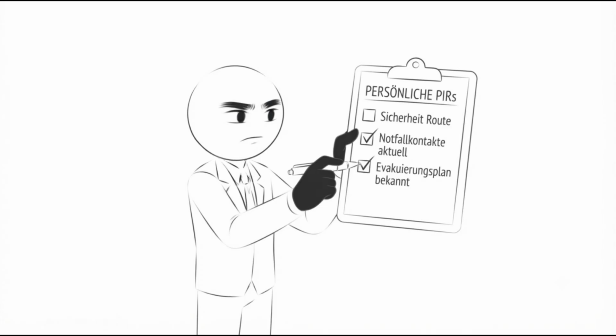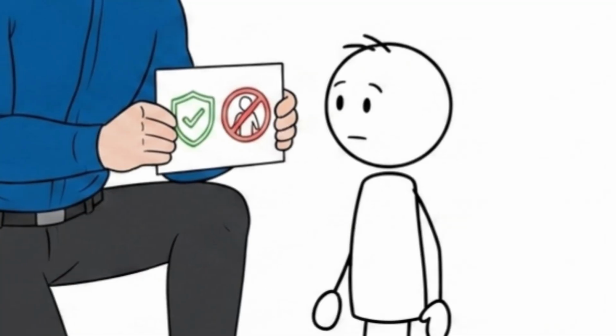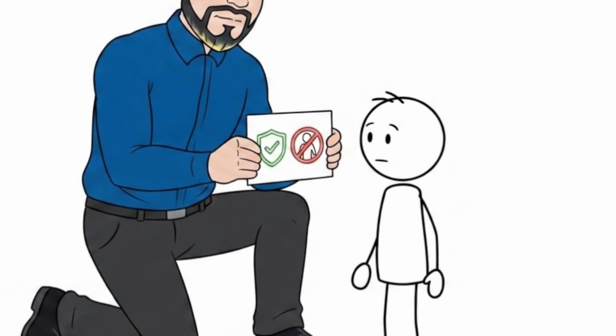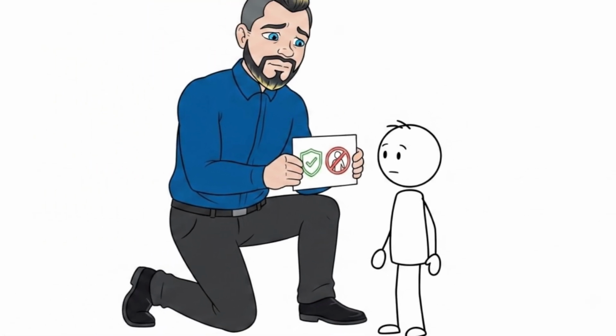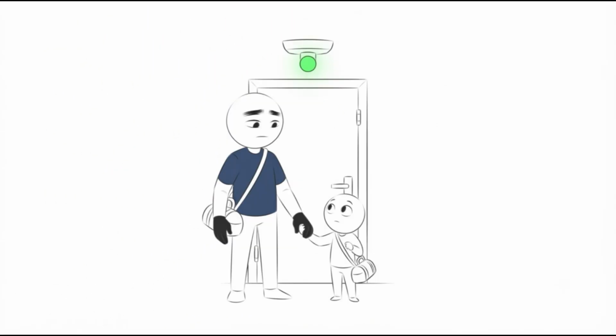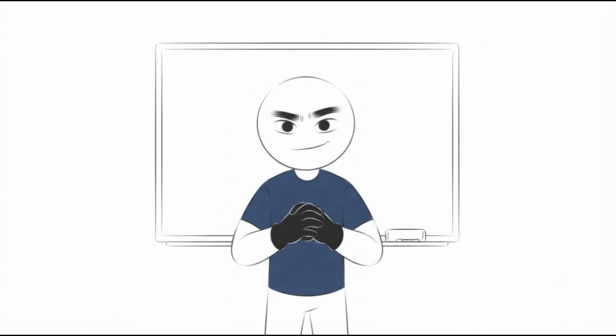A personal PIR checklist doesn't need to be long. 3 to 5 questions, reviewed regularly, are enough to stay informed and capable of acting. And children can and should learn what to do in an emergency too. That's not fear-mongering, it's education and care. Those who live prepared don't react. They act. That's the difference between resilience and reactivity.